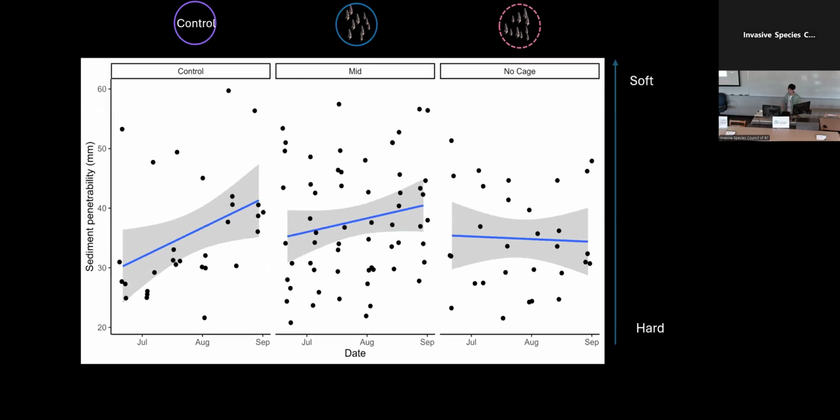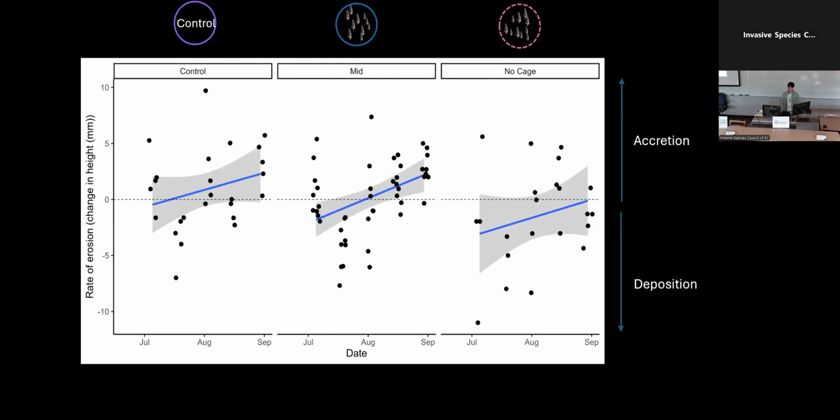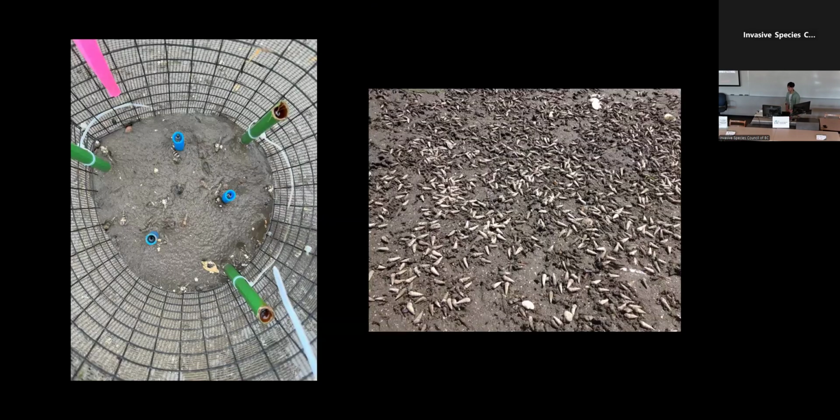And we see a similar pattern with sediment penetrability. Sediment is getting softer inside our cages, snails aren't changing that, but outside, there's no change at all. And again, we see that with erosion. Inside the cages, we're seeing accretion, adding snails to them doesn't change that, and outside the cage, we see deposition actively happening.